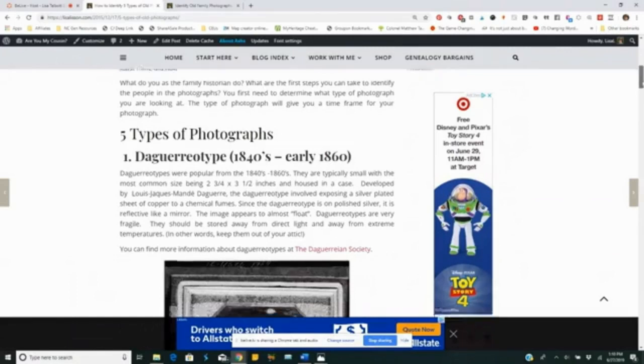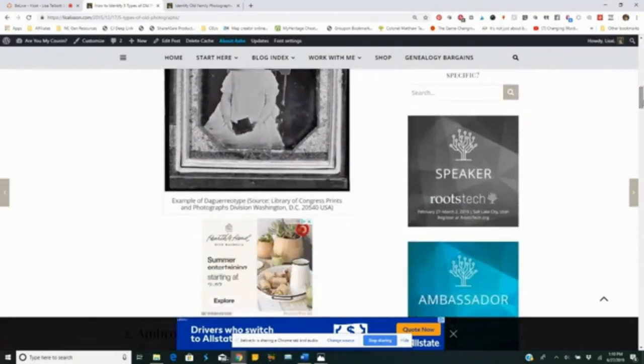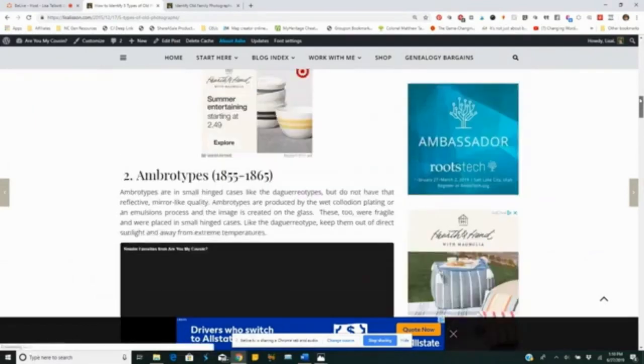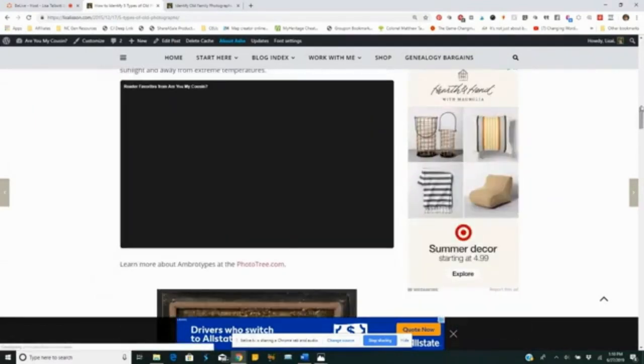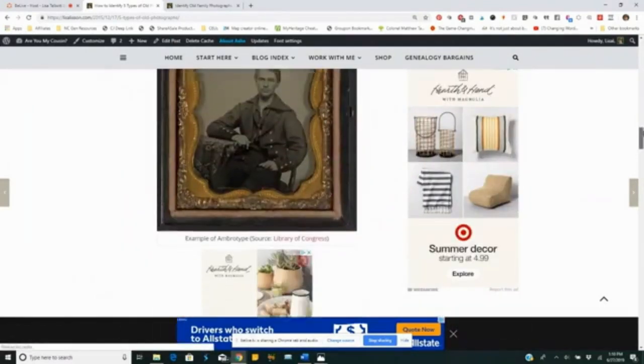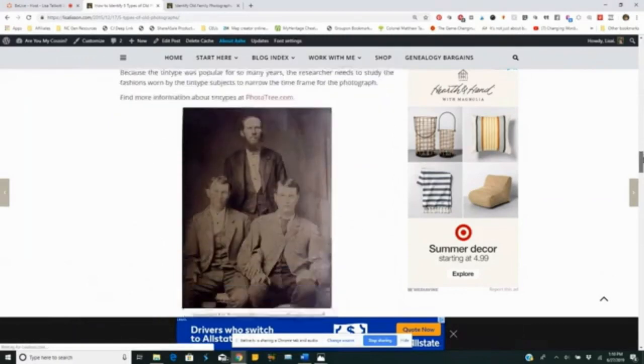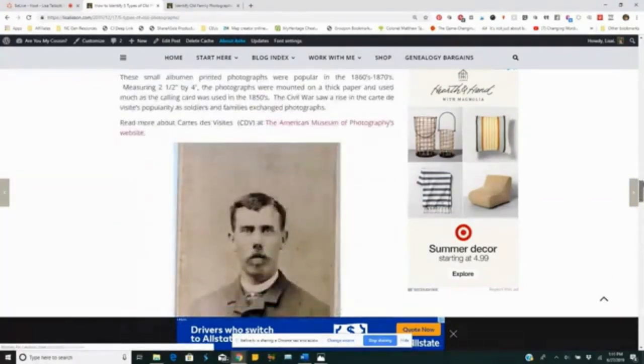So you have the daguerreotype. I'm not going to read all this, guys. You can go back and look at this later. The ambrotypes. I'm sorry, my screen's scrolling a little slow today, guys. Sorry about that. Tintypes. There was a very specific time period for the tintypes, but they were kind of done by the 1890s. This was not a tintype.